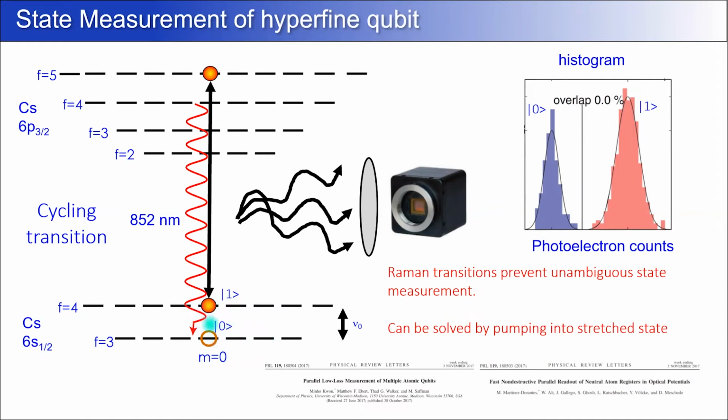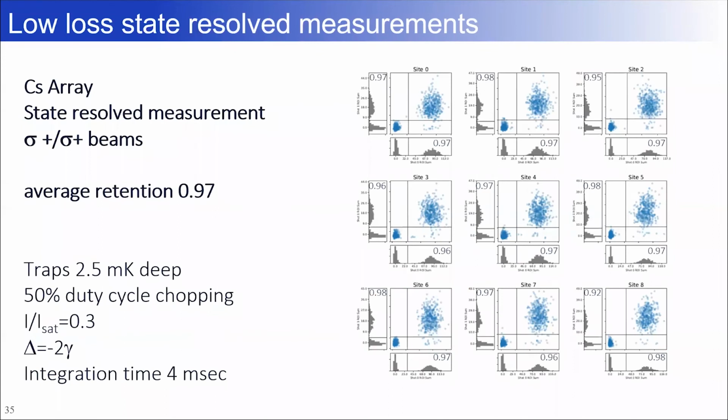This issue can be solved by pumping the atom into a stretch state. That is, if I work from this state here and use sigma polarized light, then I don't suffer Raman. If I have good polarization, I just cycle back and forth up to this state here, and there's no 4,5 state, so I don't have any Raman transitions. And that's been done. And here's an example of that in a cesium array.